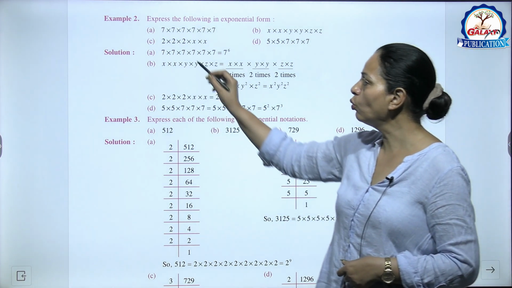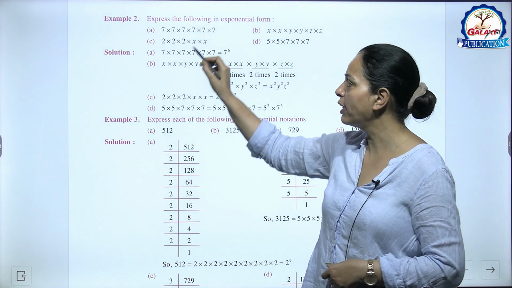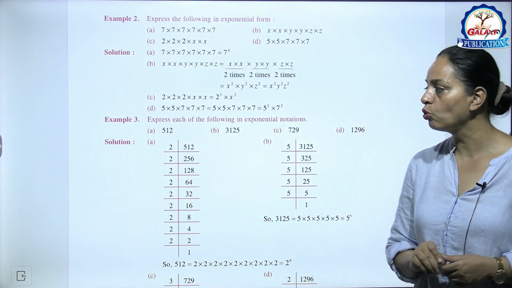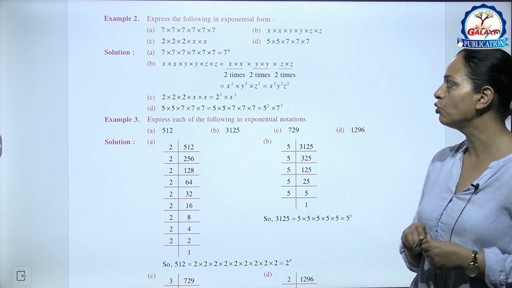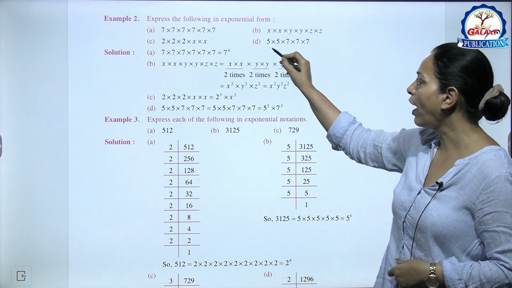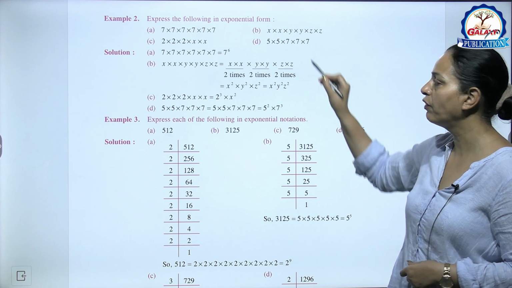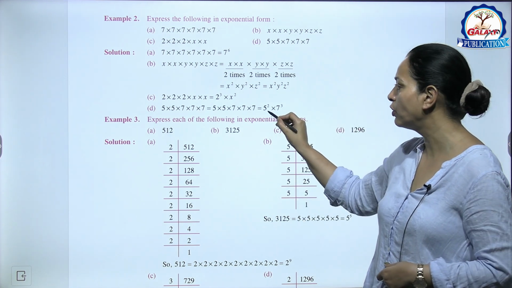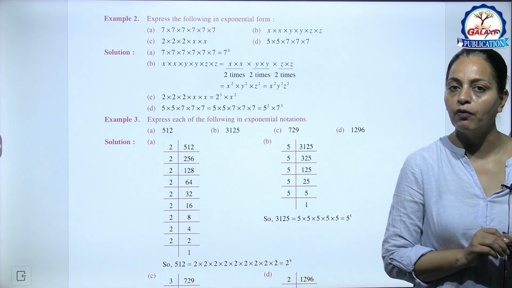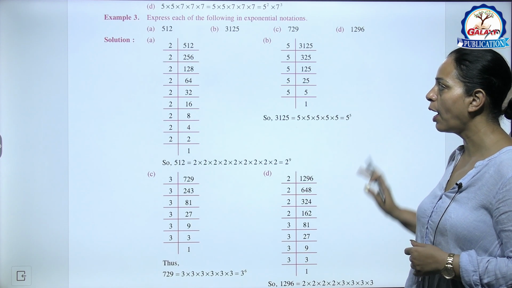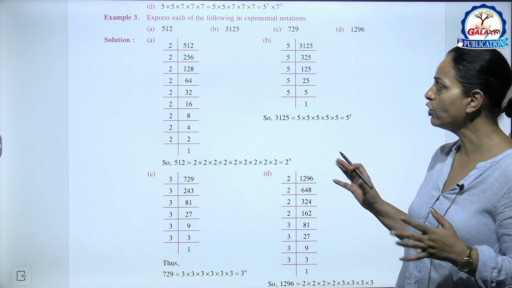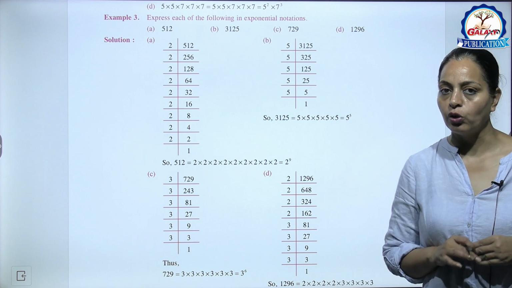Now C part, 2 into 2 into 2, 3 times, and x into x, 2 times. So 2 raised to the power 3 into x raised to the power 2. Now D part, 5 into 5 into 7 into 7 into 7. So 5 raised to the power 2 and 7 raised to the power 3. I hope these are clear to you. Now example 3, express each of the following in exponential notation.